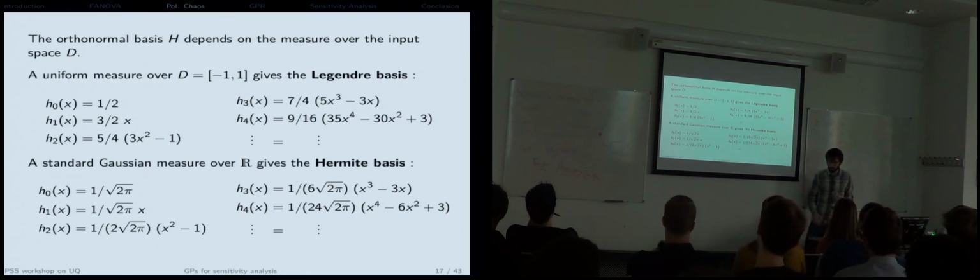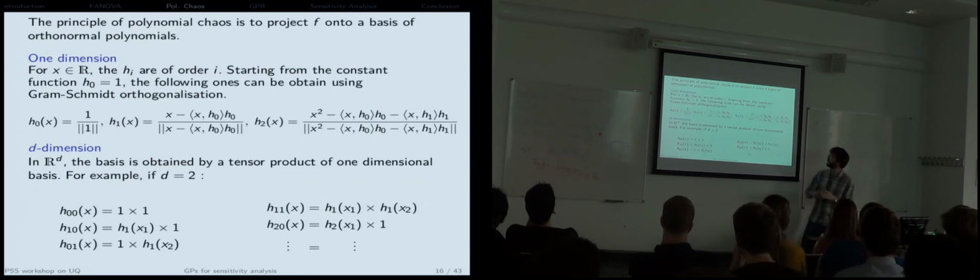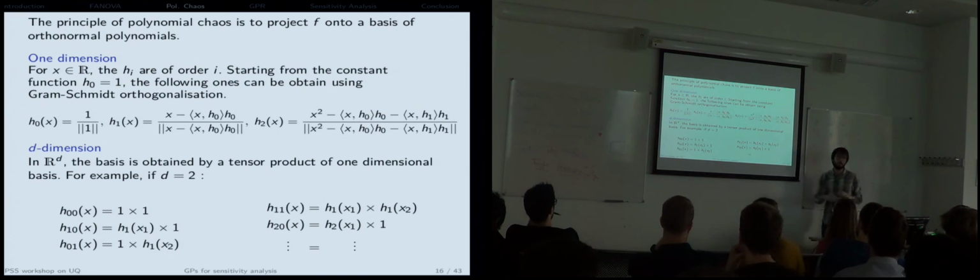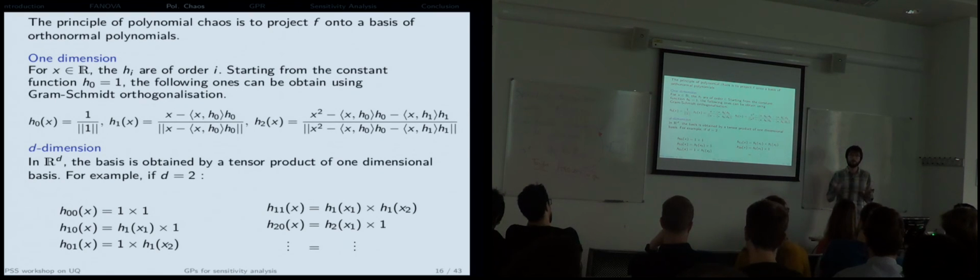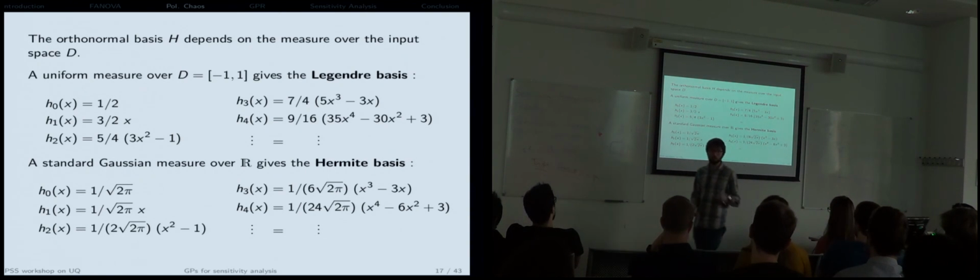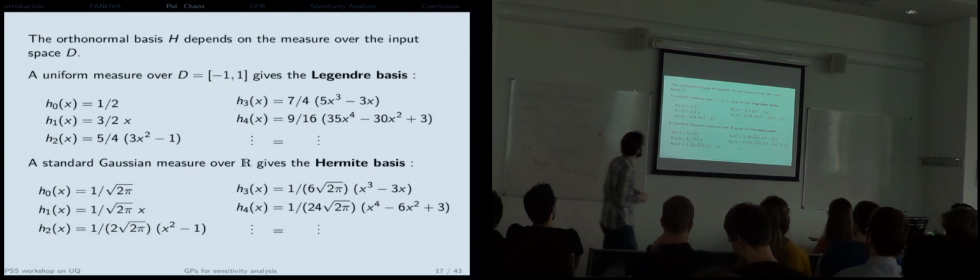So when I use inner product here, I don't specify what inner product I'm using. I'm using the L2 inner product, the usual one, and this inner product is defined for a given measure. So now if we change the measure we use in this inner product, we will obtain different bases of polynomials.